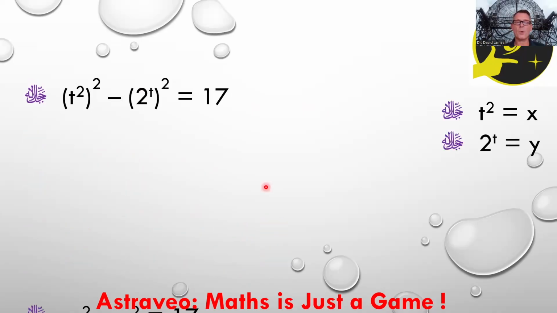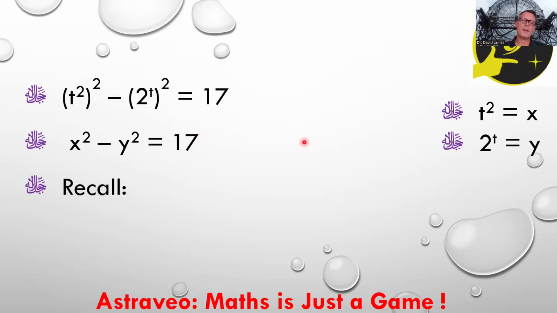much simpler equation. We can now derive or constrain this equation to be x squared minus y squared equals 17, just by substituting in t squared equals x and 2 to the power t equals y. So now we're starting to look at an equation that's looking a little bit more simple. Okay, well, what else can we do? Can we play around with this?